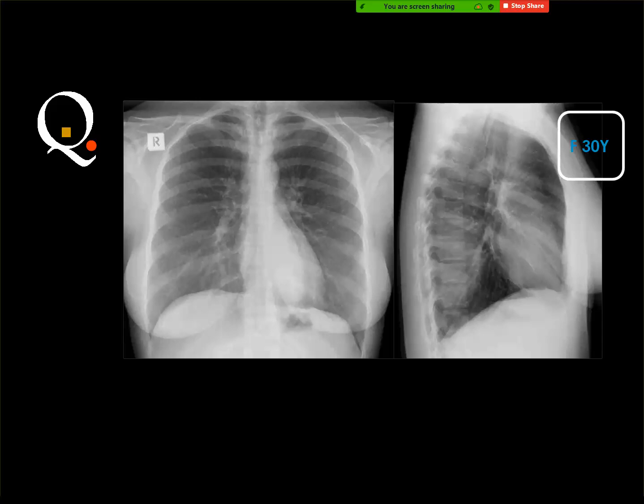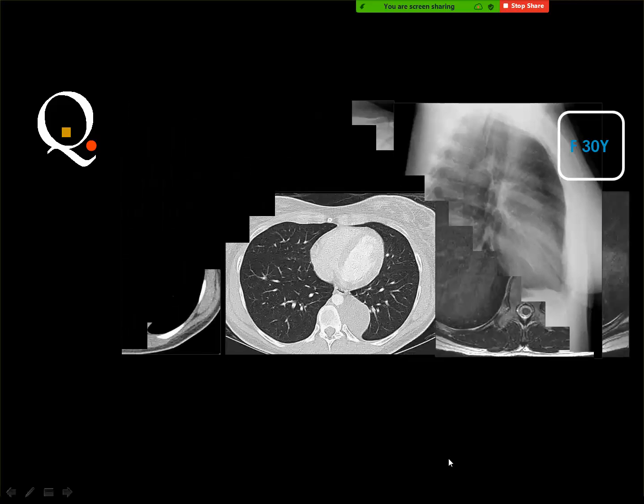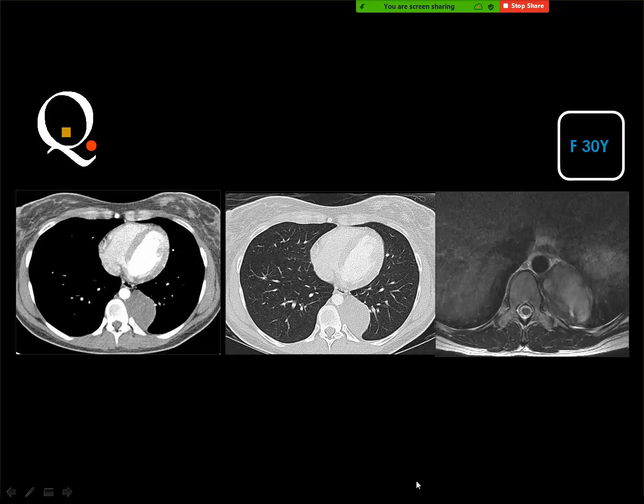Pneumonia. Where? Left lower lobe. And you see pneumonic consolidation behind the heart, also superimposed on the lower spine in the lateral view, and then this is the CT scan and MRI.